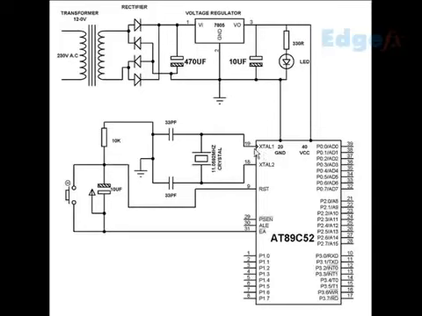There is a crystal which is connected at pin number 19 and 18, and there are two 33 pF capacitors which are connected to ground. For the reset pin, it is necessary that we use a capacitor, an electrolytic capacitor, whose positive terminal is connected to positive supply, and the negative terminal goes to the reset pin, and from there a resistor goes to the ground.